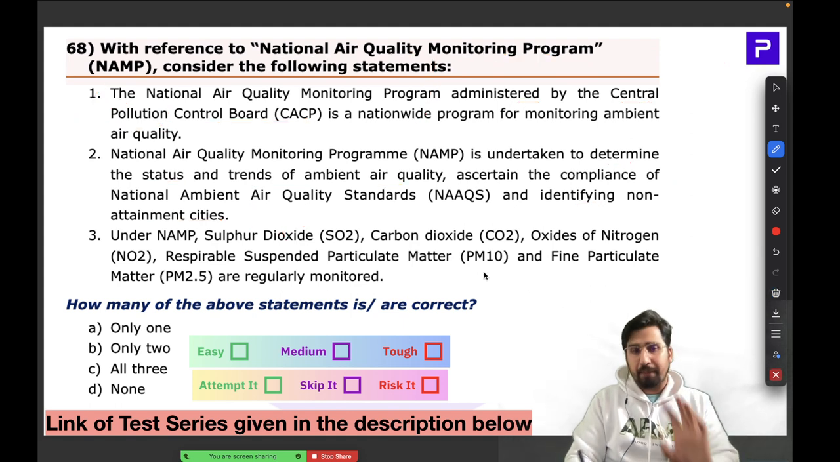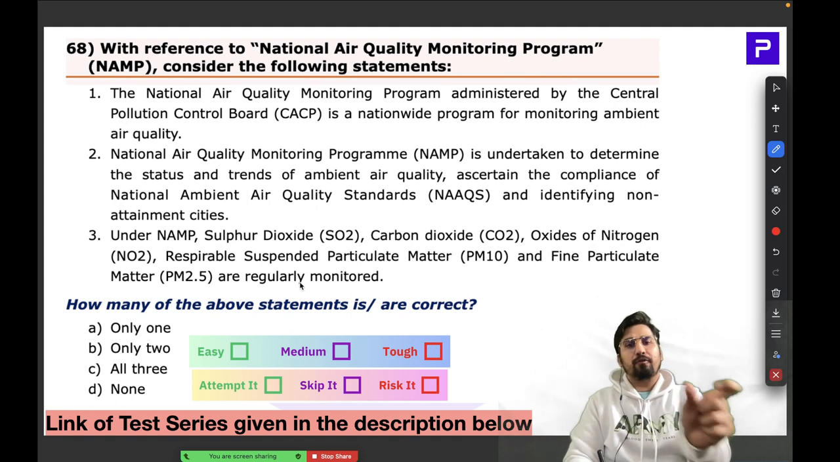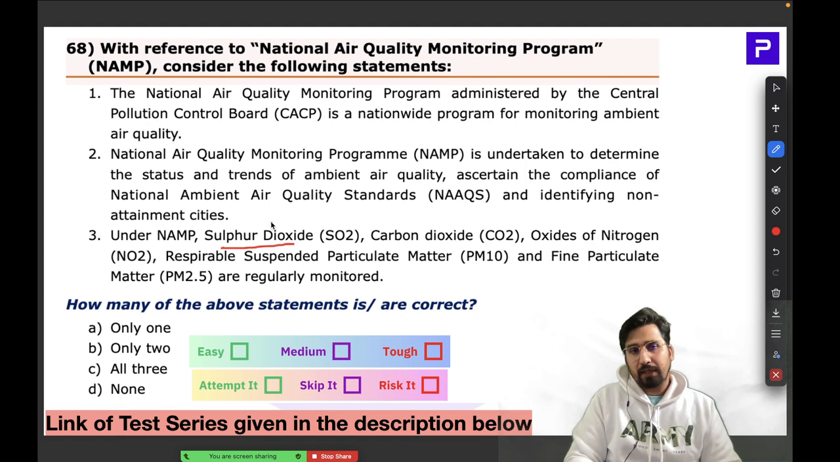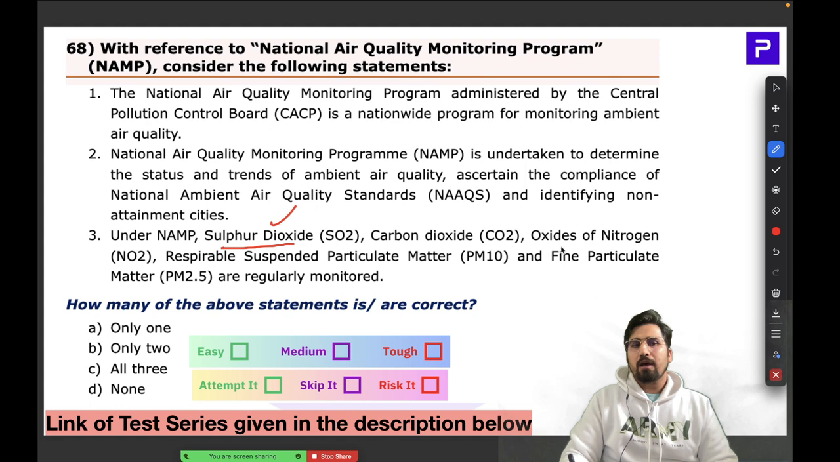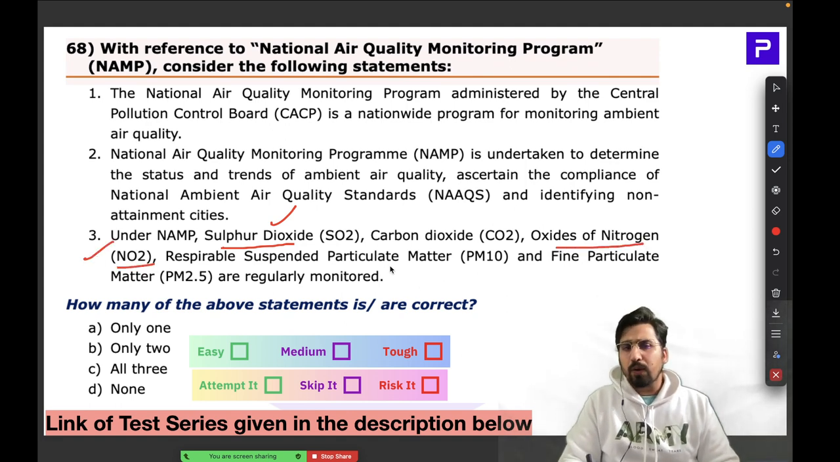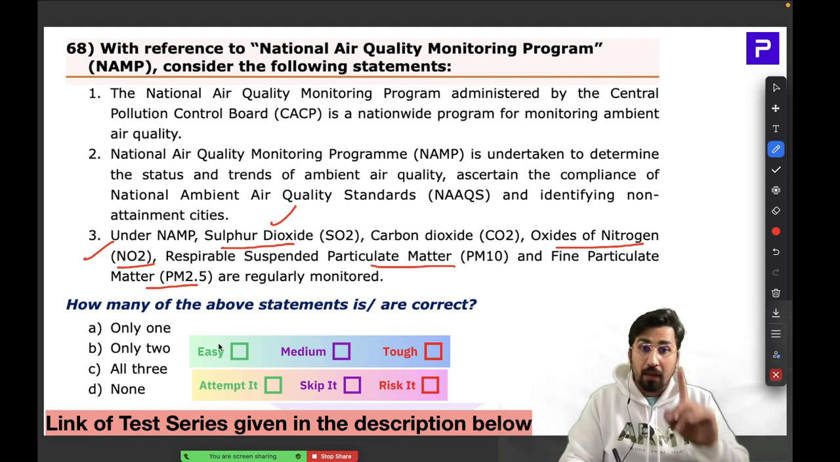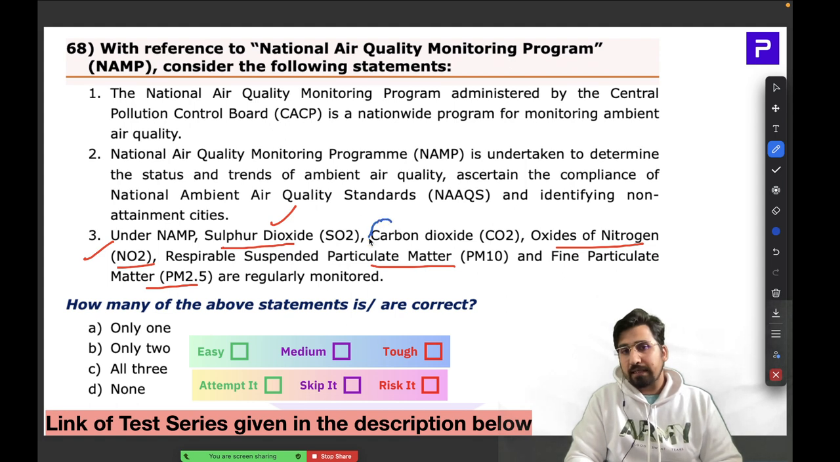Now, the third is a bit tricky, because now it is specifically asking you which of them are considered pollutants in this particular program. Sulfur dioxide, we know it's a very high air pollutant, right? We have the oxides of nitrogen. They are like poison only. And when we talk about air quality, we always talk about particulate matter, PM10, PM 2.5, very obvious. Now, the only problem you have to take care of here is carbon dioxide. Is carbon dioxide a major air pollutant?